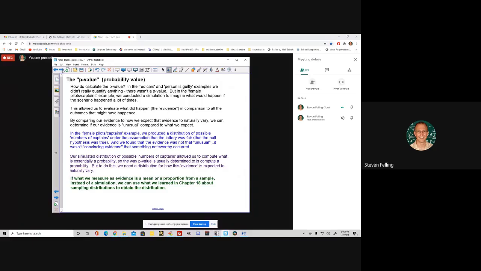So how do we calculate it? In the red cars and the person is guilty example, we really didn't quantify anything. There wasn't a p-value. But in the female pilots and captains example, we conducted a simulation to imagine what would happen if we had a lot of cases, right? This allowed us to evaluate what did happen, which we're going to call the evidence, in comparison to all the outcomes that might have happened, right? And we did that with a simulation.